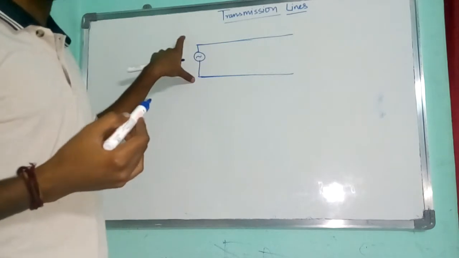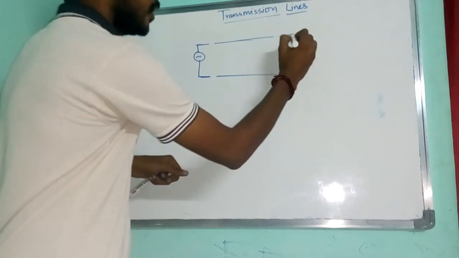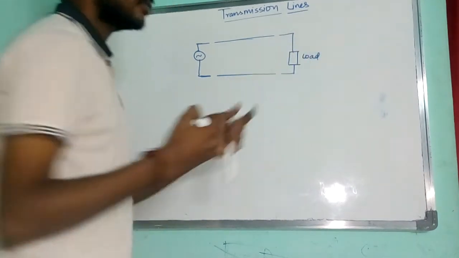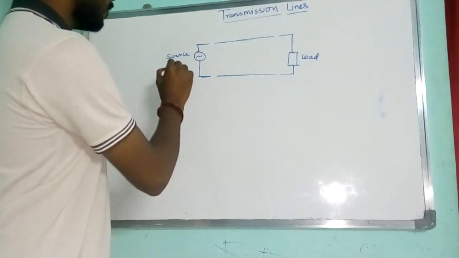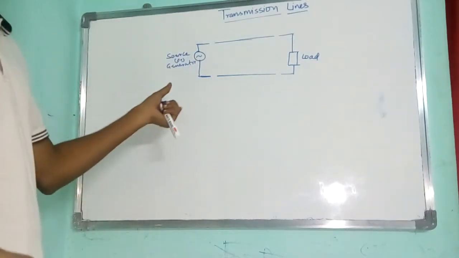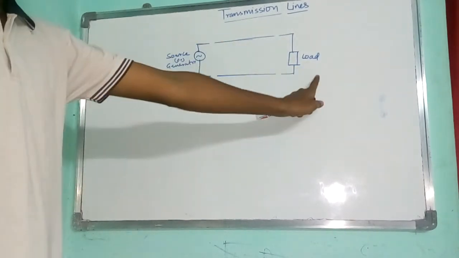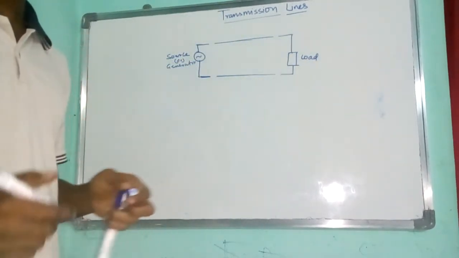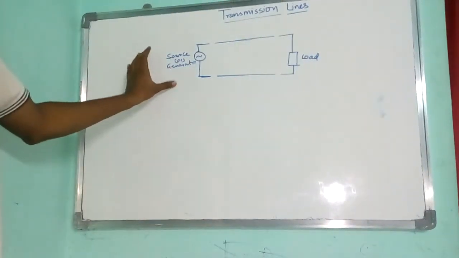If I consider this as a transmission line and these are the ends of the transmission line, here I have a load, so I call it a load impedance, and this is my source or generator. Whenever I apply a voltage or energy on the source side, it should reach entirely to the load side. That means efficient utilization of power should be done from source to load.